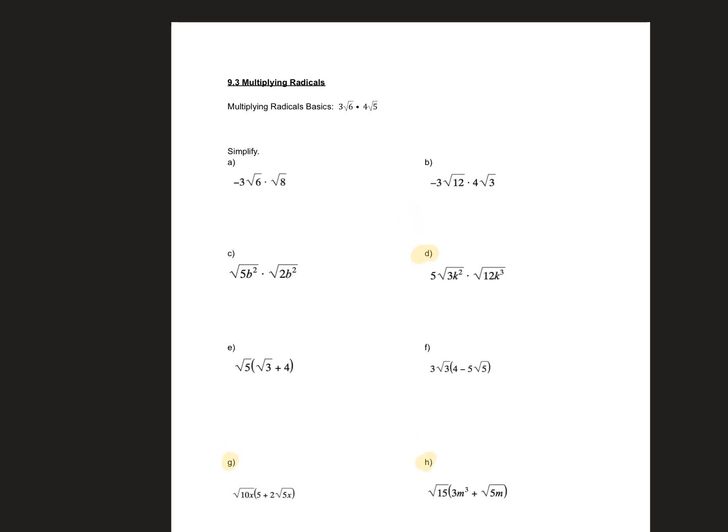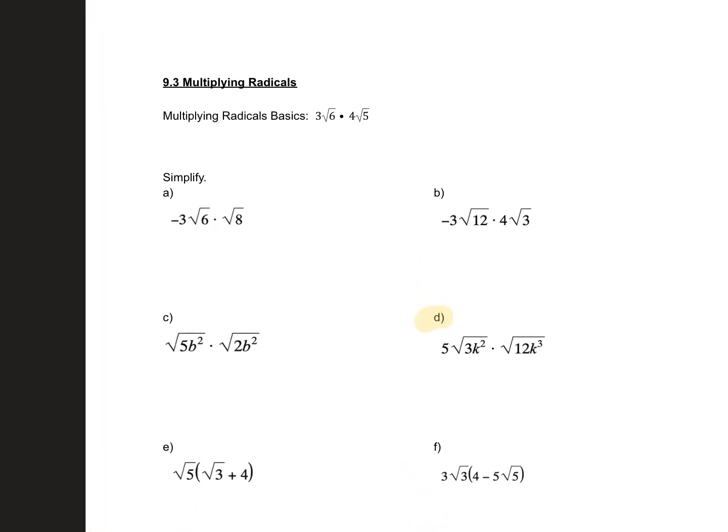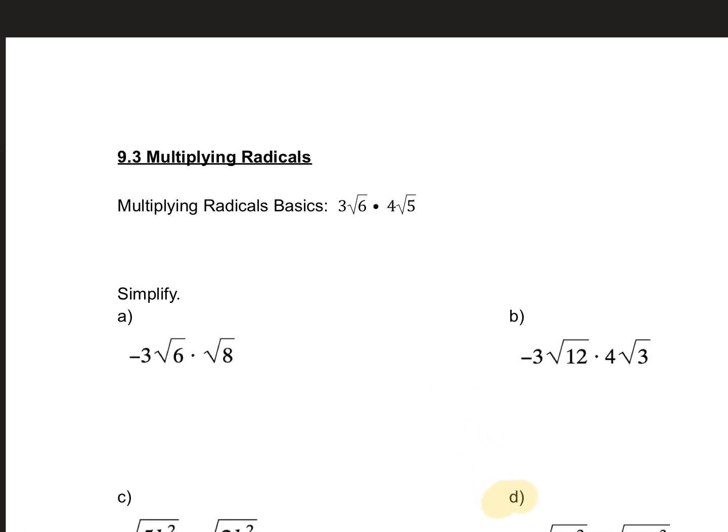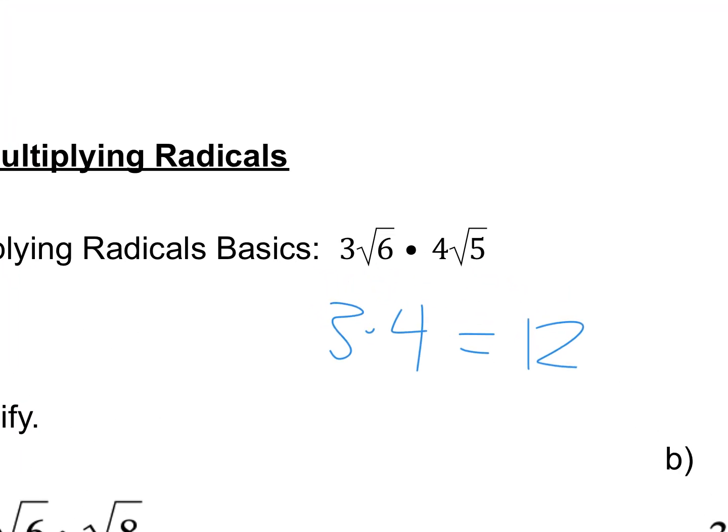All right, section 9.3, we are talking about multiplying radicals, or multiplying terms together that have radicals. If we just have two whole numbers, like 3 times 4, we multiply them and we get 12. Now we're going to see what happens when we have whole numbers, radicals, or a whole number with a radical tied to it. In this case, we have 3 square roots of 6 times 4 square roots of 5.